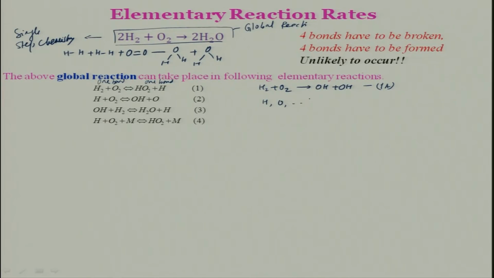Now, if you look at H and O, these are radicals. And what is the meaning of radicals? Radicals will be having an unpaired electron, that means they are ready to make a bond, right.